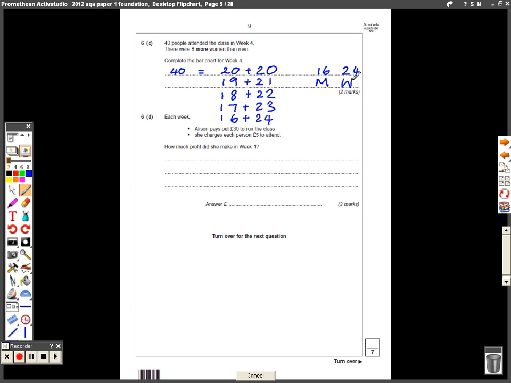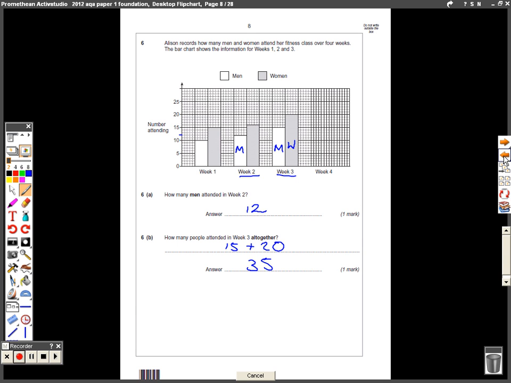60. Each week, Alison pays out £30 to run the class. She charges each person £5 to attend. How much profit did she make in week 1? So we need to work out how many people attended in week 1. So if I go back to the graph, in week 1 there were 10 men and 15 women.